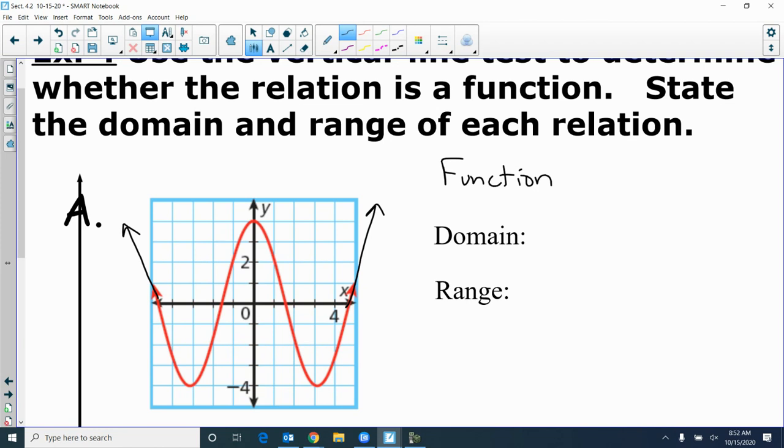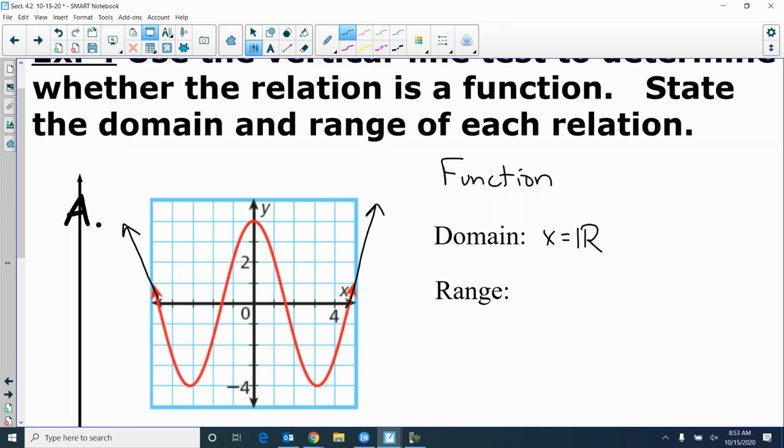And how do we write any number? How do we say it mathematically? X equals all real numbers. Good. Joe, Christian, very good. All real numbers.